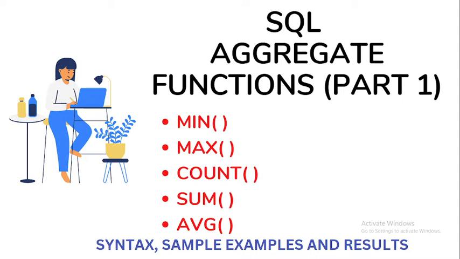In today's video, I am going to discuss the topic SQL aggregate functions. Here we have 5 basic aggregate functions: min, max, count, sum and average, that we'll understand with the help of syntax, sample examples and results. In today's video, I am going to cover the first two aggregate functions, that is min and max function.